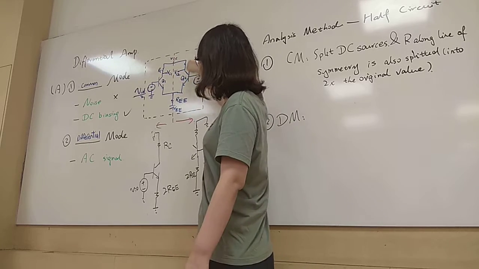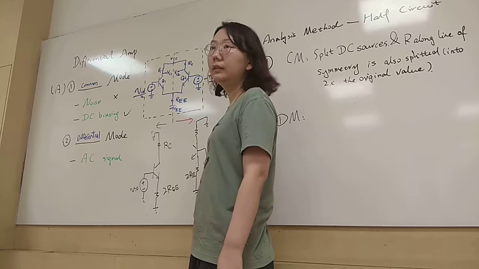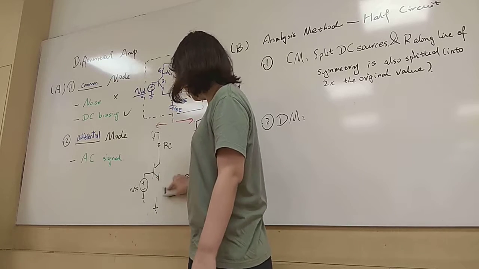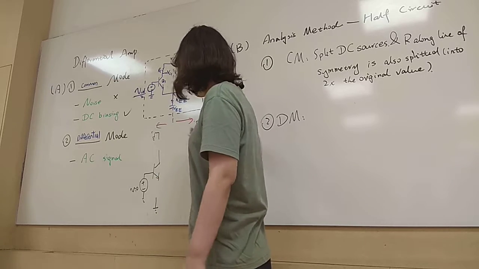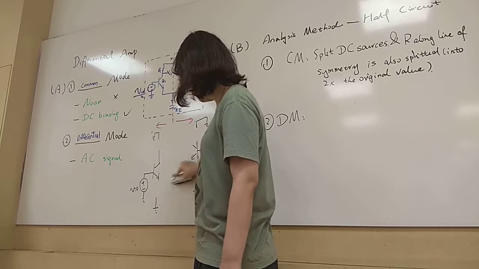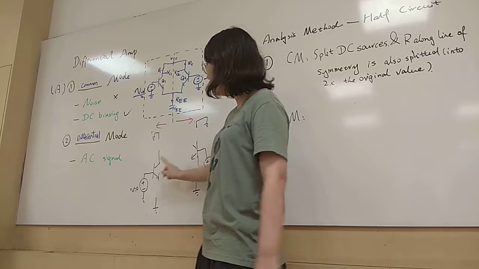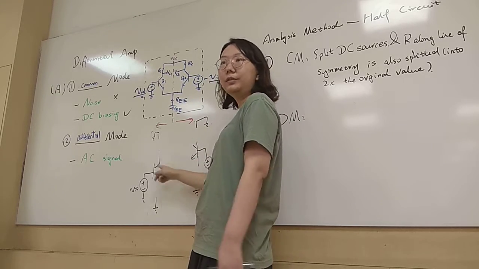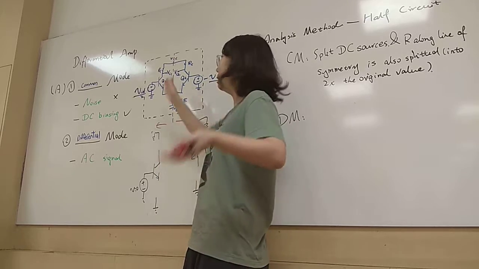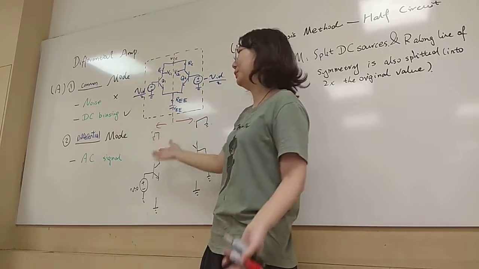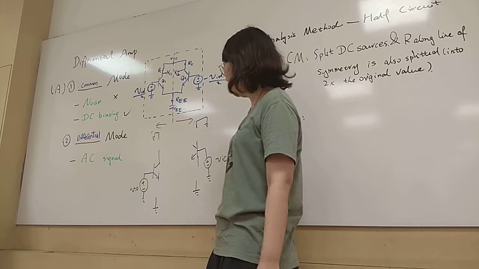I ground this one, I ground this one. Then, how about here? Here, here, and here. What should I put in these four positions? Virtual ground. These two transistors we just copy, right? Because you just copy. Okay, these two just copy.